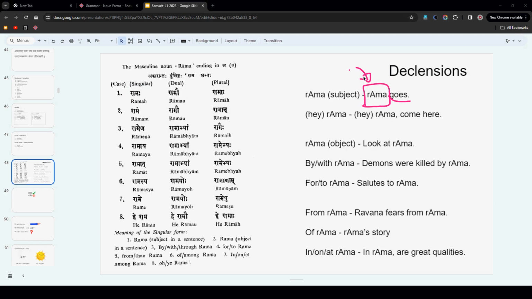So in Sanskritam, if you want to use a noun in the role of subject, meaning the action is performed by that thing, then we have to use the first case, prathama vibhakti form. For example, for "goes", there is a verb called gacchati. This is the singular form of the verb gacchati. So Ramaha gacchati means Rama goes. Rama himself is performing the action of going. So we have to use this form.